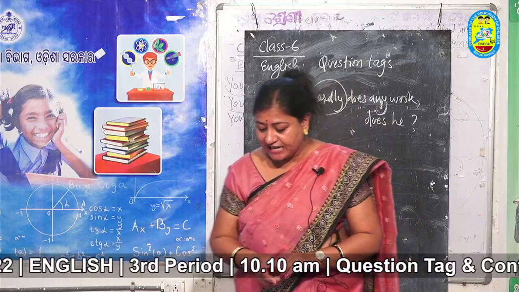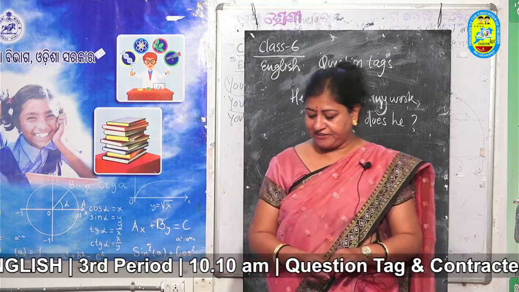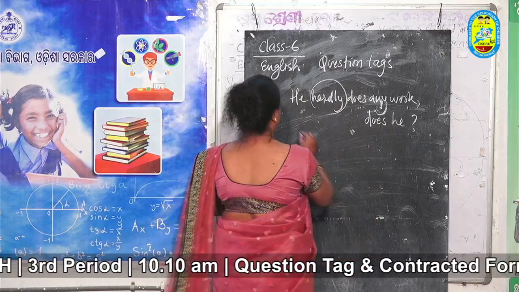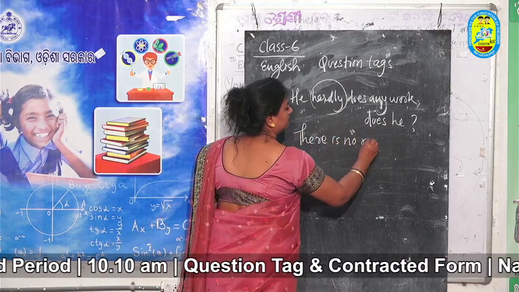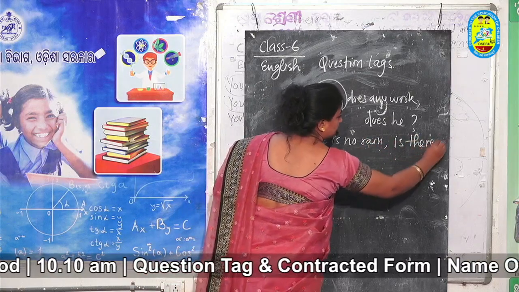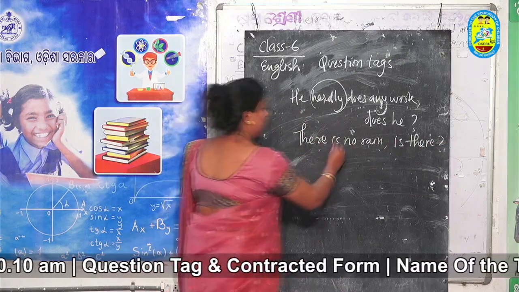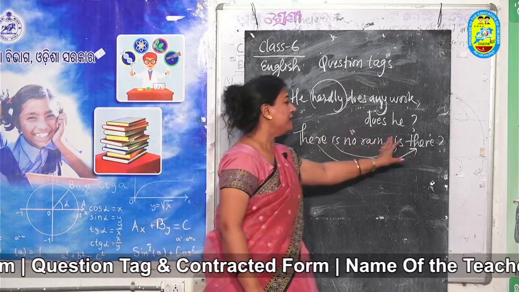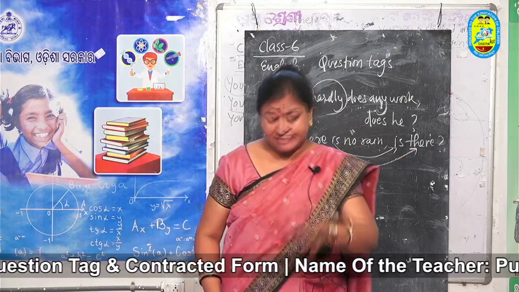If the sentence starts with there, the question tag will have there in place of a pronoun. There is no rain. This is rule 2. There is no rain. Is there? Is there? Is stays is, and there stays there. There is no rain. Is there? Understood or not? So this is rule 2.